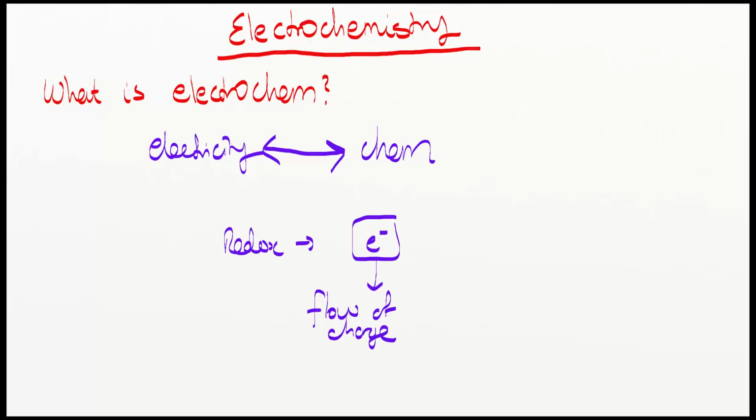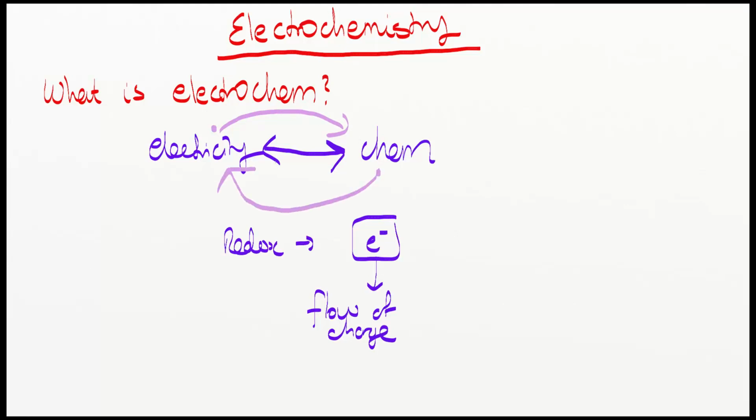Hey, so today we're going to talk about electrochemistry. First question we have to ask ourselves is, what is electrochemistry? Electrochemistry is defined as the interaction between electricity and chemicals. In other words, it's asking how we can use electricity to create chemicals, and how we can use chemicals to create electricity.